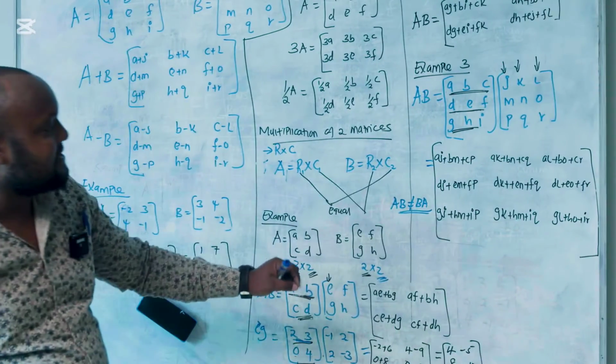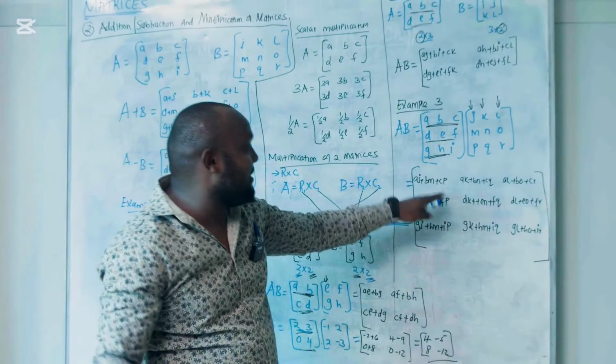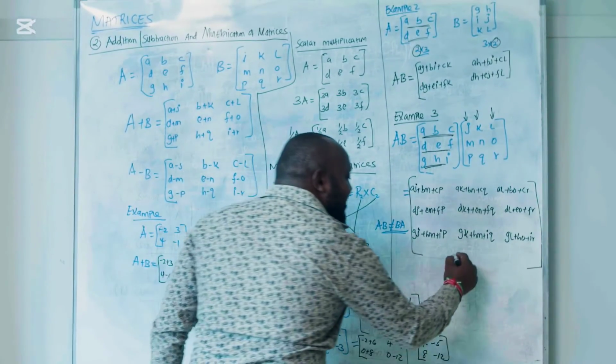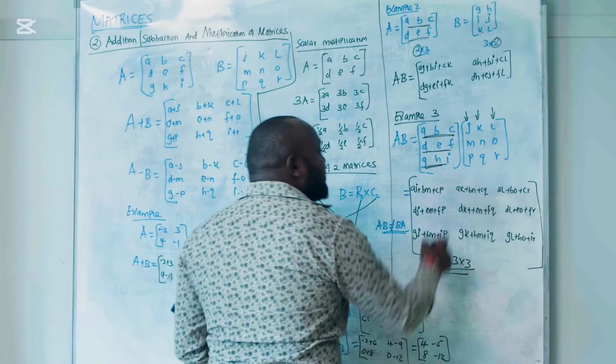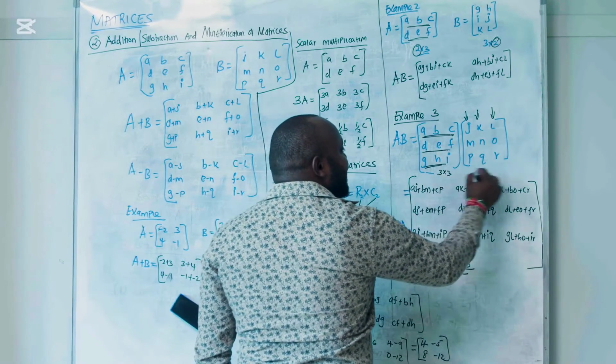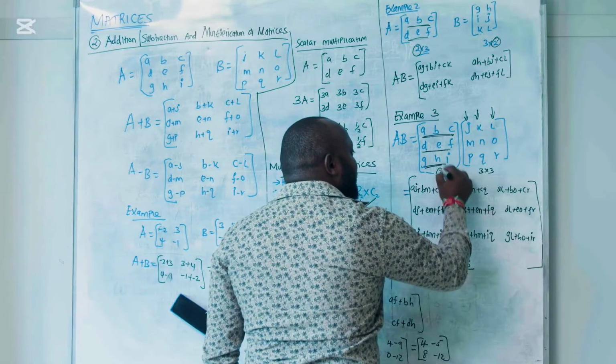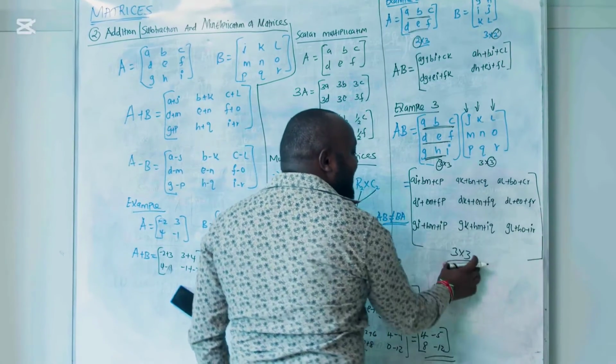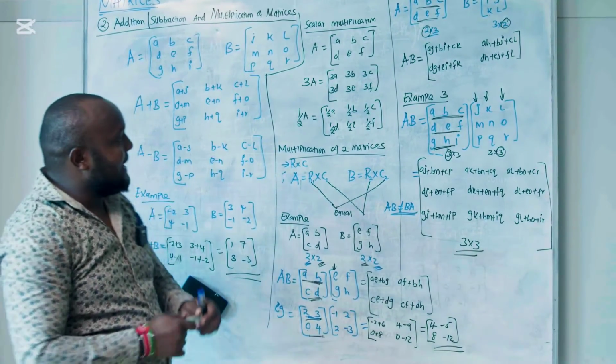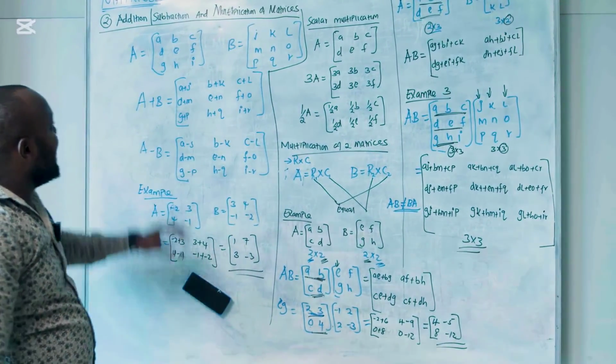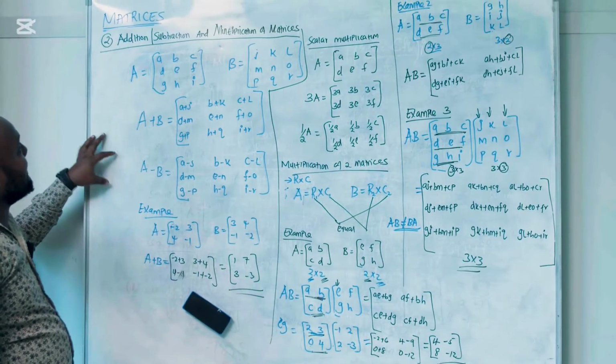So in this case, as you can see, when you add here, you will get one value. So you will get a 3 by 3 matrix, because we said this was a 3 by 3, and this was a 3 by 3 matrix. So in summary, this is how the operations of matrices work.